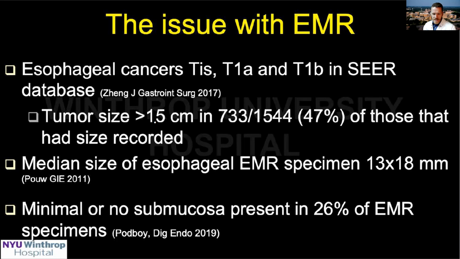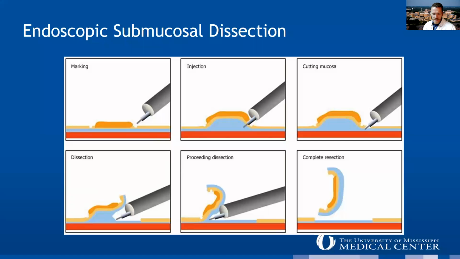And then important to us as surgeons, this last piece: there's minimal or no submucosa present in a quarter of EMR specimens. And back to that earlier slide, submucosal invasion and the depth of submucosal invasion is really key in figuring out how best to counsel patients.